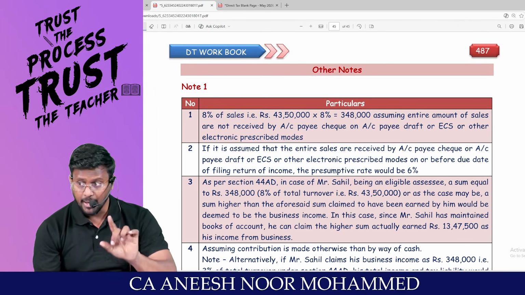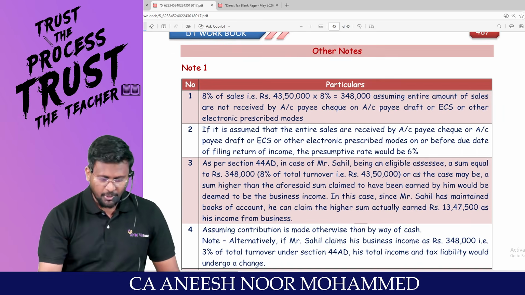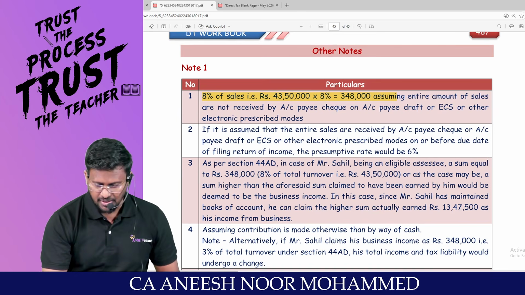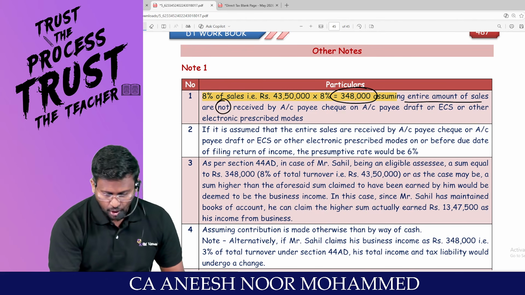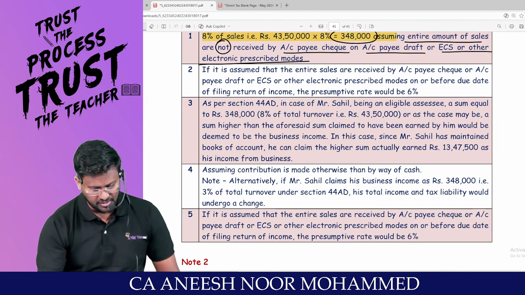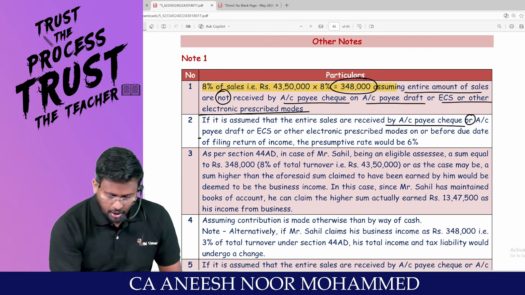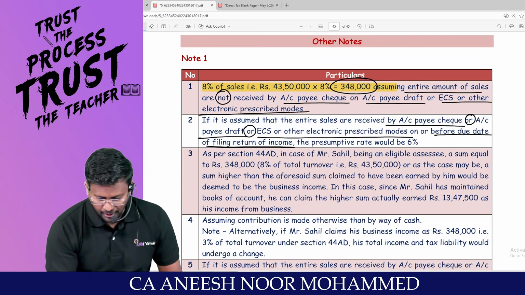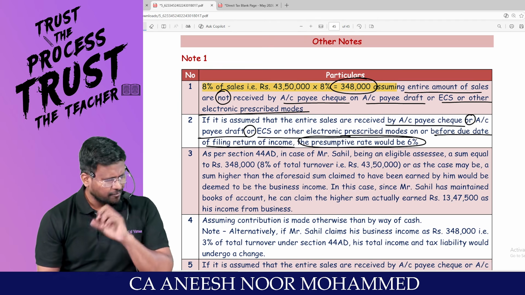Because the same question can be solved through presumptive taxation also. Till now we were talking about what? The normal route. So 8% of the sales, which is 43,50,000 into 8%, is 3,48,000, assuming the entire amount of sales is not received by account payee cheque, account payee bank draft, electronic clearing system, or such electronic mode prescribed. If it is assumed that sales are received by account payee cheque or draft or electronic clearing system or such electronic prescribed mode on or before the due date of filing return, the presumptive rate would be how much percent? Fully cash 8%, fully account 6%.